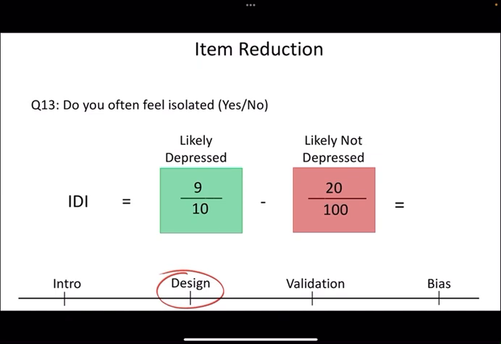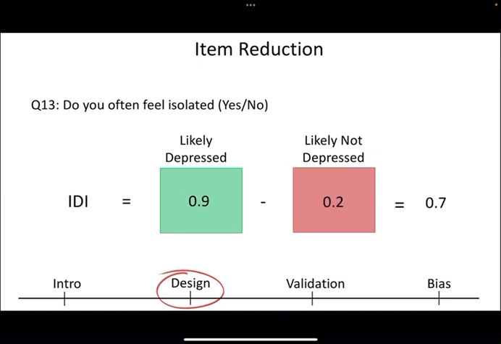So here we have 9 out of the 10 people who are likely depressed saying yes. That's pretty good. We had 20 people out of the 100 who are likely not depressed who said yes, and that could be an issue, just because that means that this question might not necessarily apply only to depression. It might not be a good question at parsing out who's depressed and who isn't. So the item discrimination index is basically just subtracting these fractions, and you get 0.7, which isn't bad.